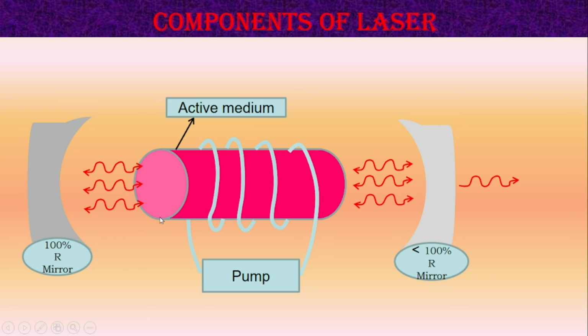And this is the actual arrangement of components of laser. This is the active medium and this is the pumping source, also called the energy source, and these two mirrors make the optical resonator. Here this is the partially reflective mirror and this one is the 100% reflective mirror.